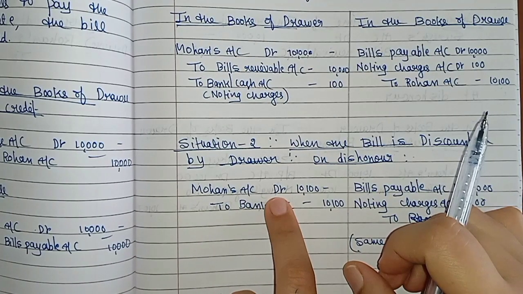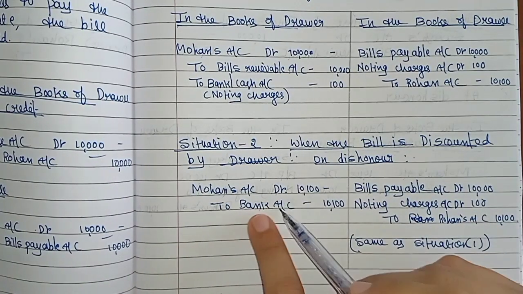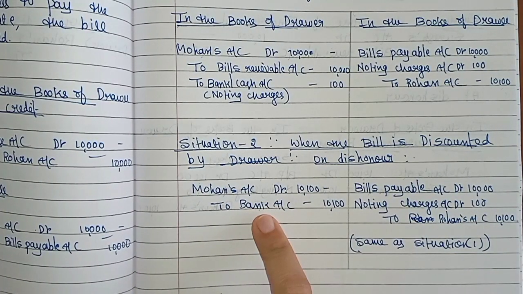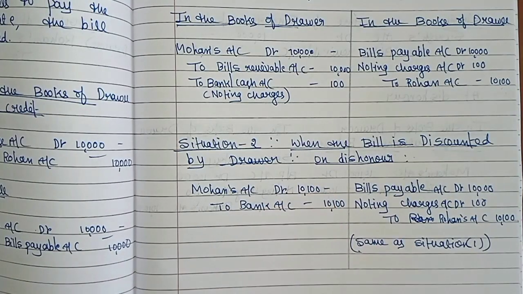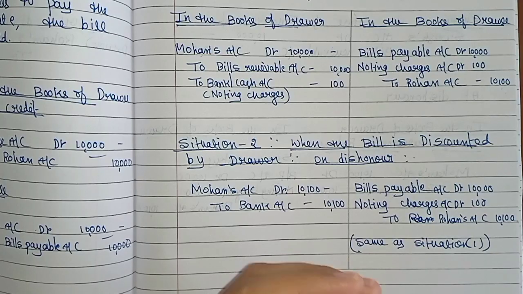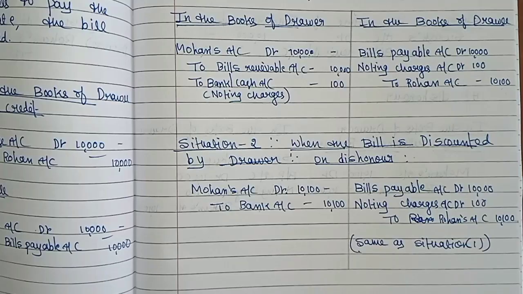Mohan's account debtor. He has to pay everything. So in all cases, debit Mohan's account to bank account. So the bill is dishonored. The drawee again becomes a debtor, and he has to pay money to the drawer. So liability is added to his account. Clear? So drawee's account means Mohan's account. If someone owes us money, we debit their account. That is here Mohan's account we need to debit.